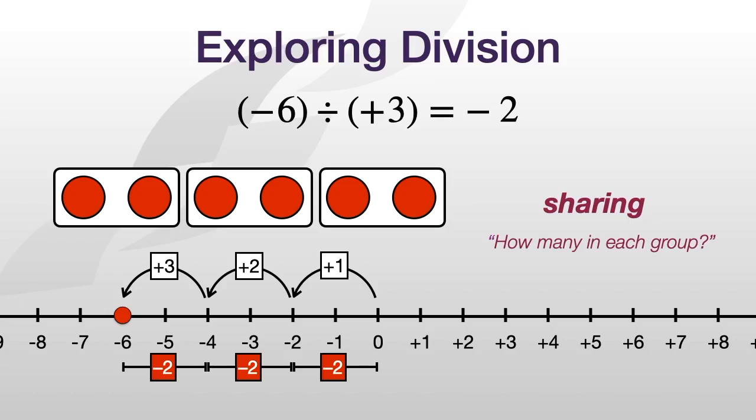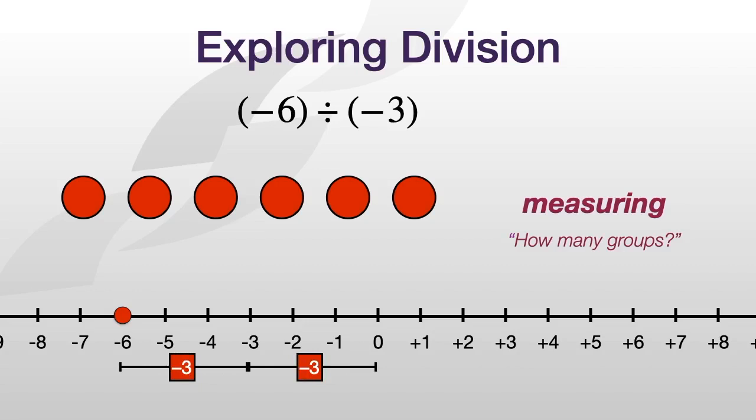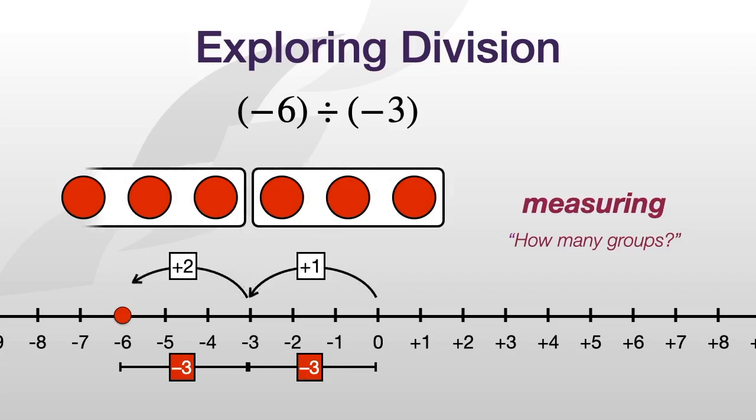What about -6 divided by -3? It doesn't make sense to share between a negative number of groups. In this expression, think measuring. We can count the number of groups of 3 red counters, or the number of jumps of 3 spaces to the left. There are 2. 2 can be written as +2.